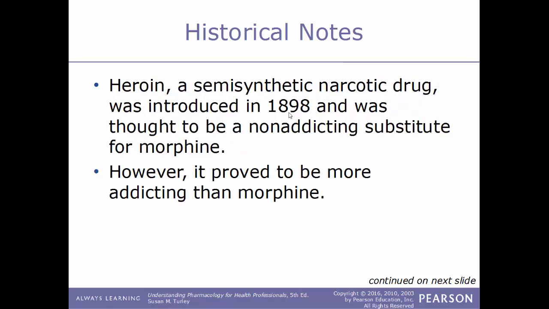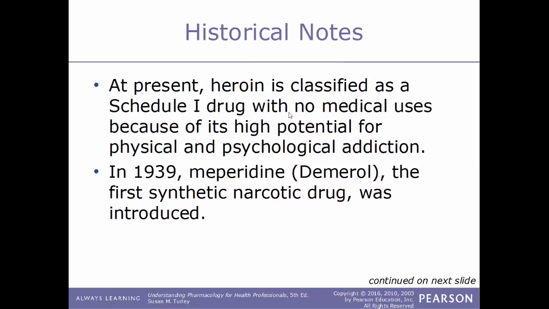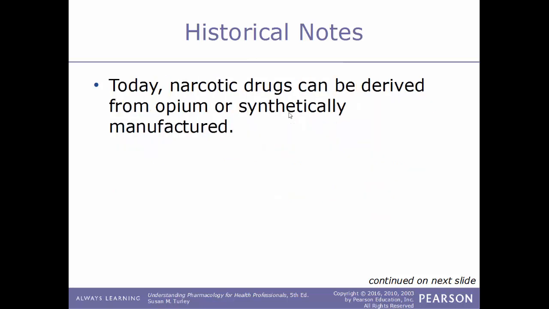Now, heroin, a semi-synthetic narcotic drug, was introduced in 1898 and was thought to be a non-addicting substitute for morphine. However, it proved to be even more addicting than morphine. At the present time, heroin is classified as a Schedule I drug with no medical uses at all because of its high potential for psychological and physical addiction. In 1939, Demerol, the first synthetic narcotic drug, was introduced. And today, narcotic drugs can be derived from opium, naturally or synthetically manufactured.